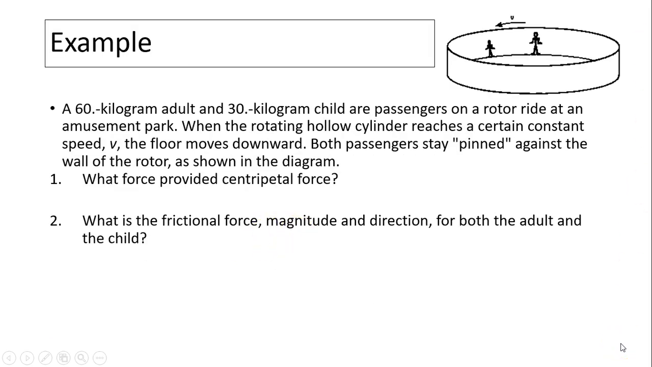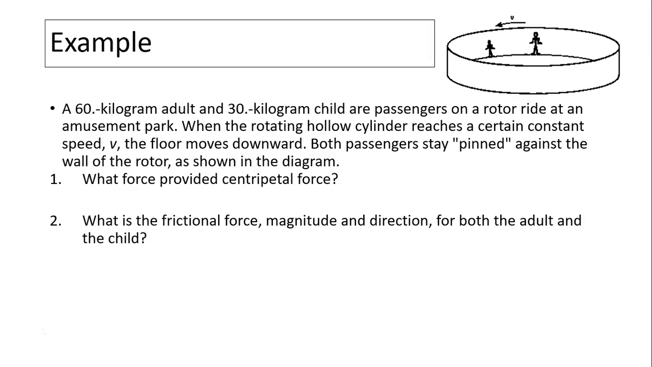Another example. This is a little bit different. A 60 kilogram adult and a 30 kilogram child are passengers on a rotor ride at an amusement park. When the rotating hollow cylinder reaches a certain constant speed v, the floor moves downward. Both passengers stay pinned against the wall of the rotor as shown in the diagram. What force provided the centripetal force?